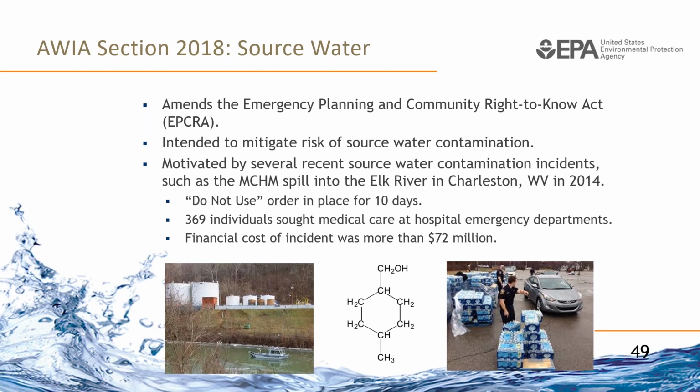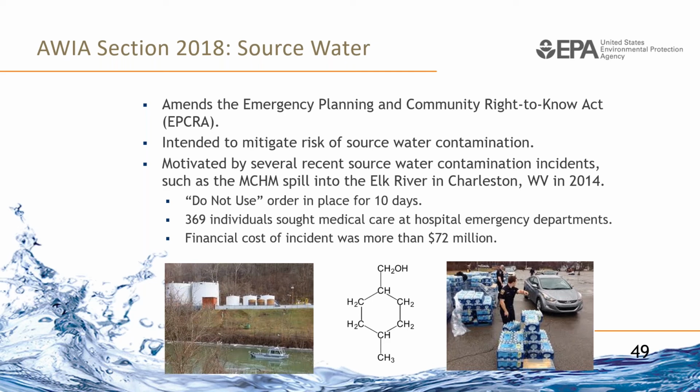AWIA was signed into law in October of 2018, and it's a sweeping law that's aimed at improving the resilience of community drinking water systems. And there are many sections of AWIA. We've been talking about Section 2013 this whole time. Now we're going to look at another section that might be of interest to this group, which is Section 2018 on source water. So Section 2018 focuses on spills and releases, whether they're intentional or accidental, and then the potential contamination that could be caused to a community water system from such a spill.